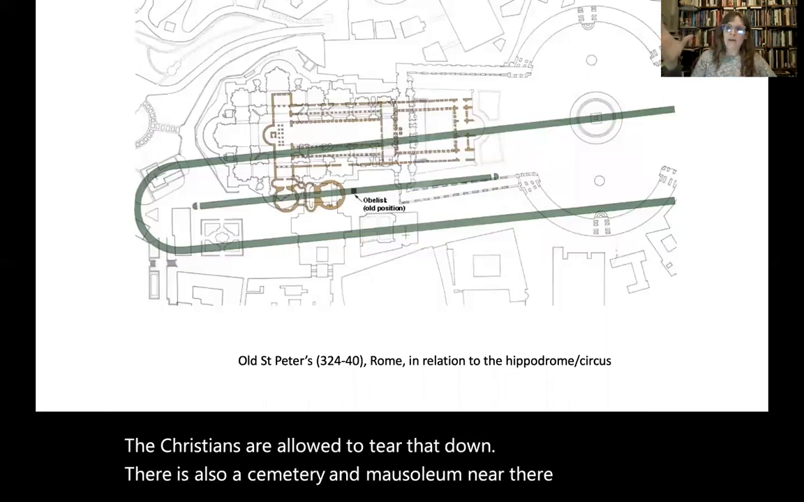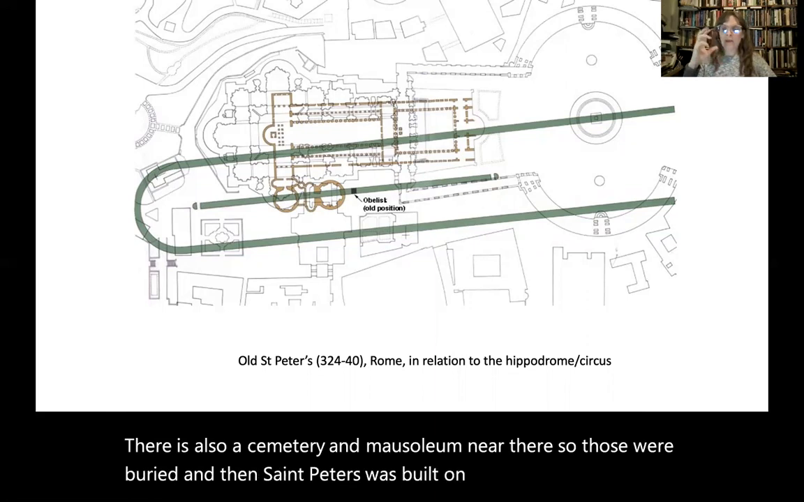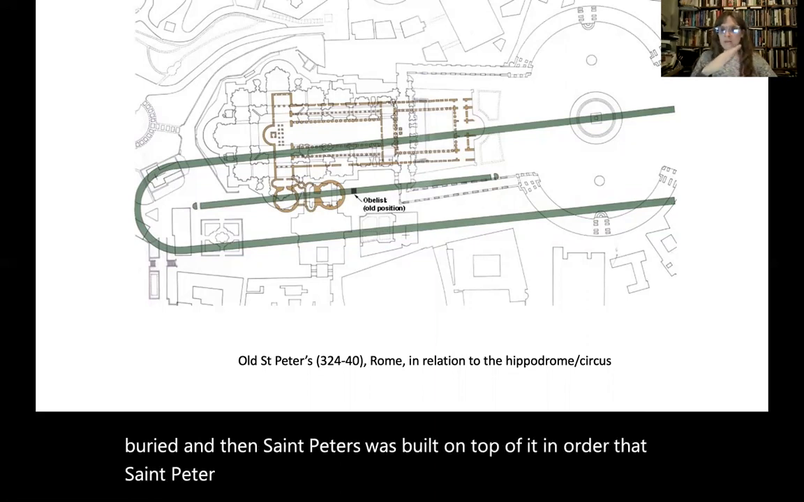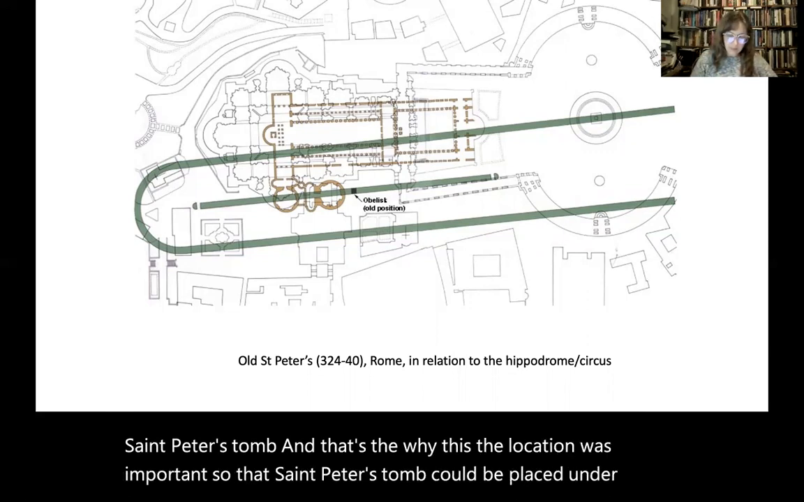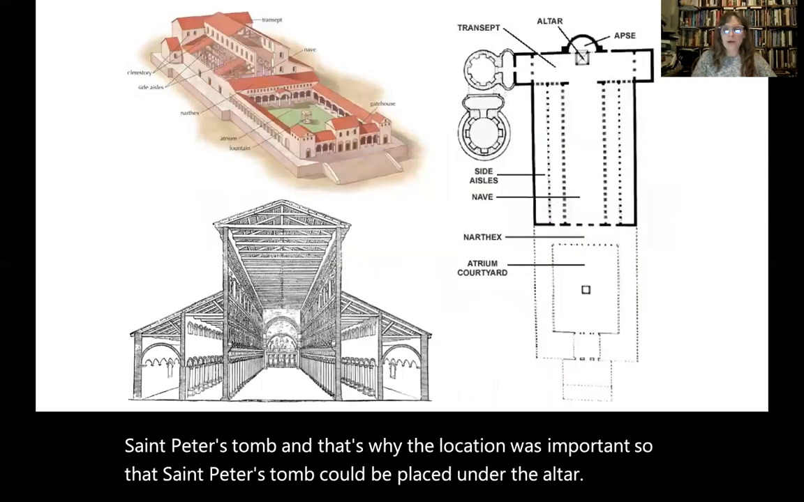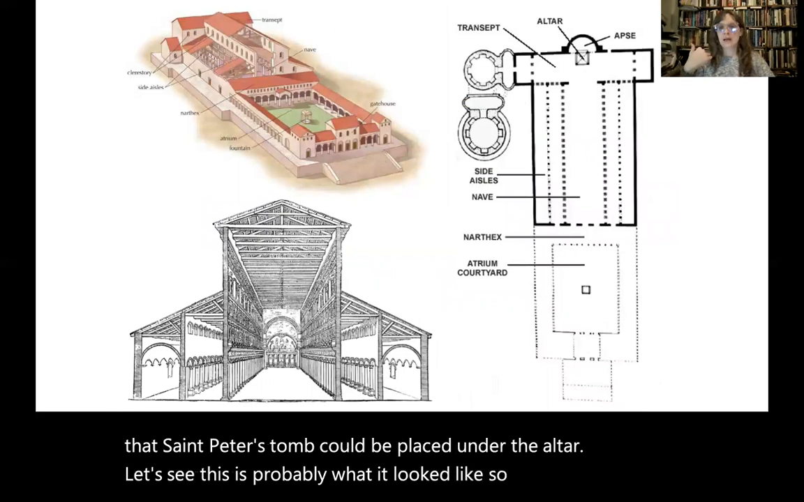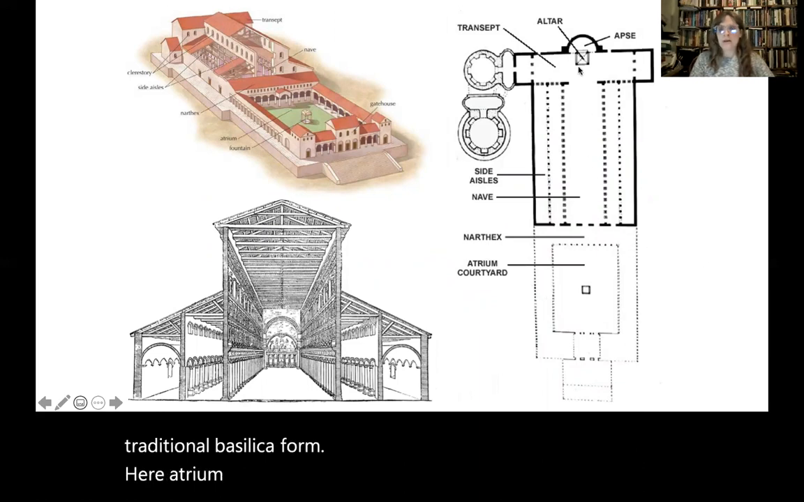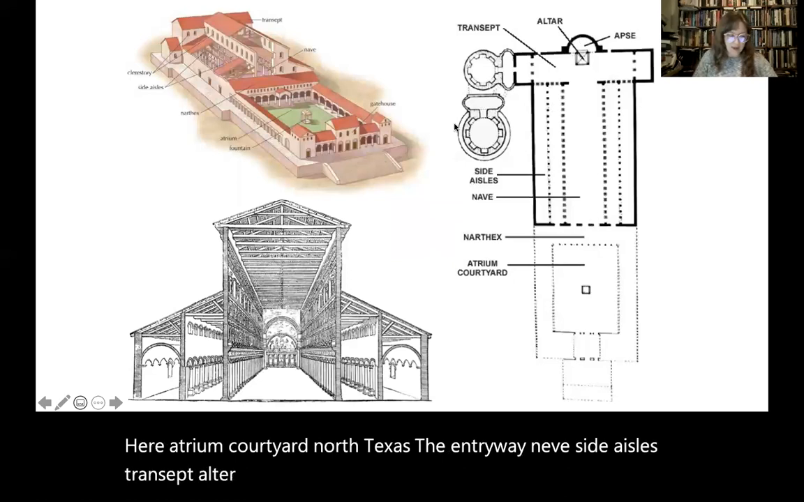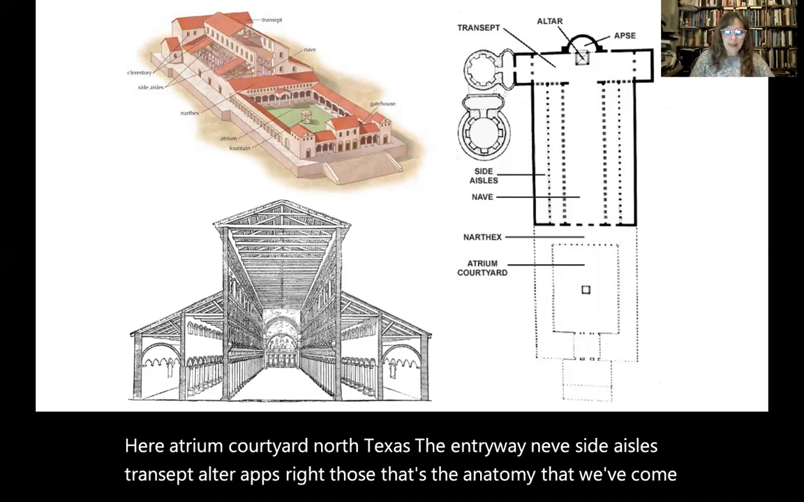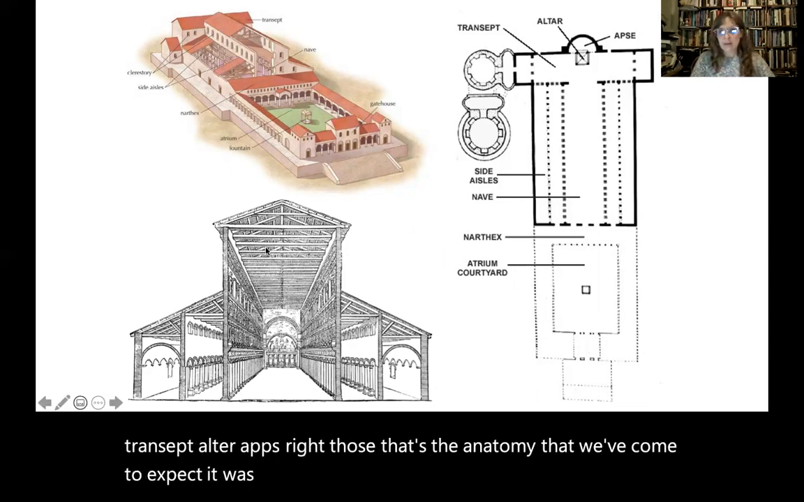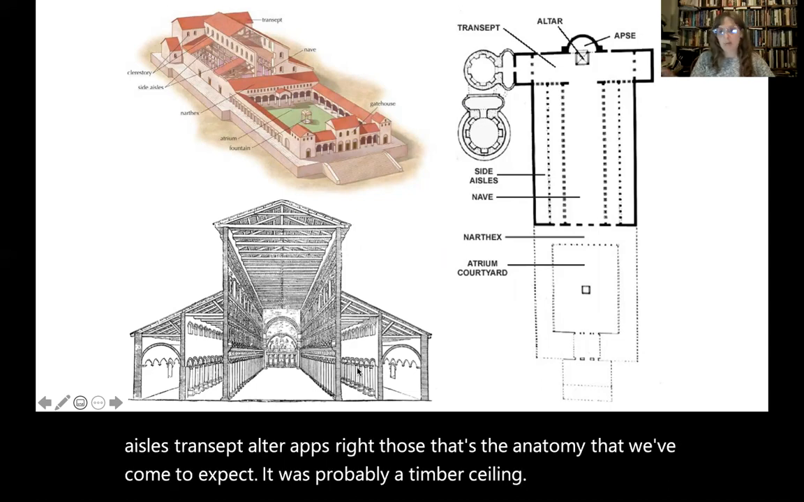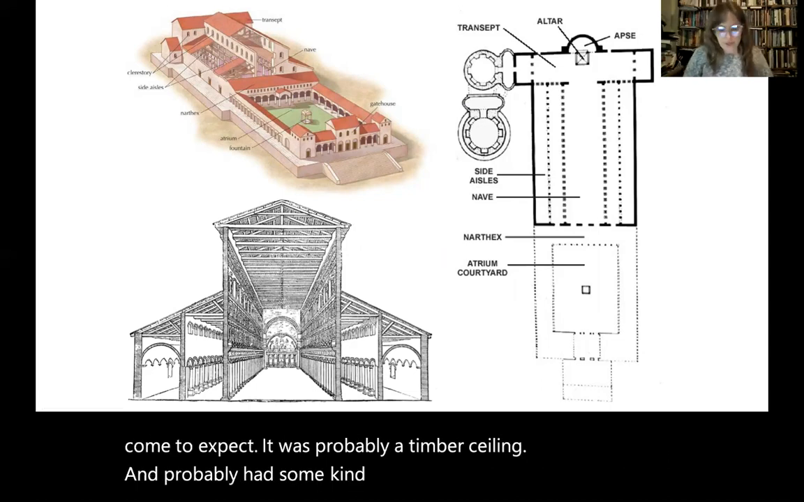So those were buried, and then St. Peter's was built on top of it, and that's why the location was important, so that St. Peter's tomb could be placed under the altar. And let's see, this is probably what it looked like. So your traditional basilica form here: atrium, courtyard, narthex is the entryway, nave, side aisles, the transept, altar, apse, right? That's the anatomy that we've come to expect. It was probably a timber ceiling and probably had some kind of apse decoration. We don't know.